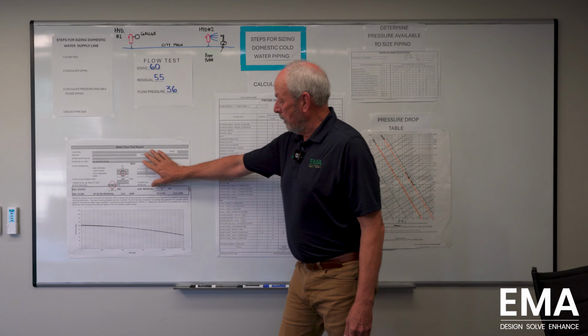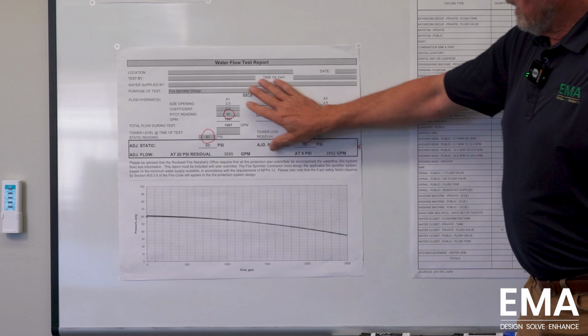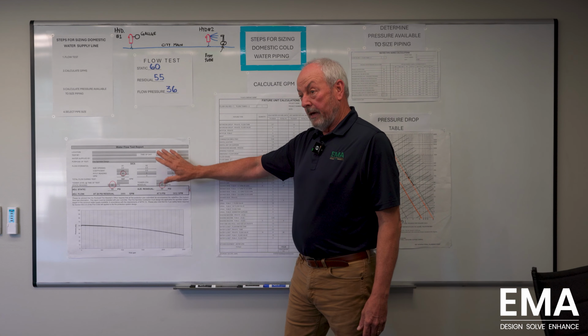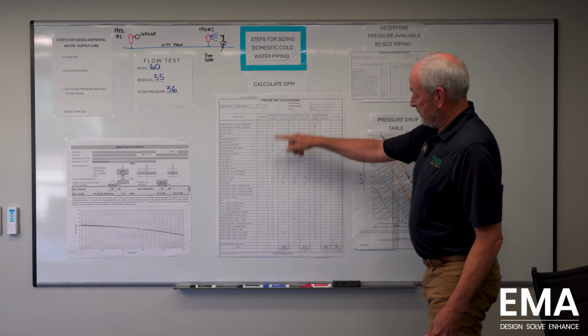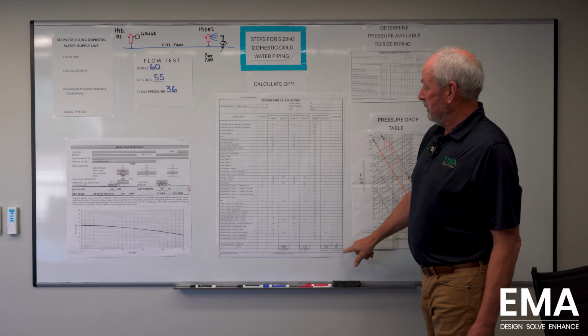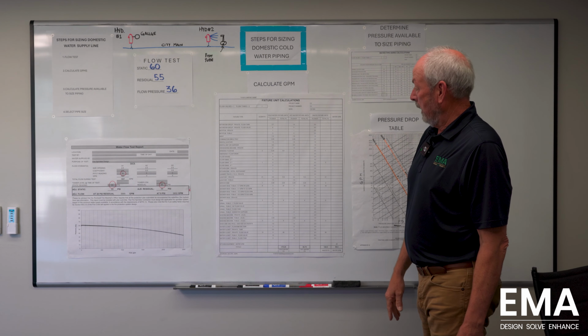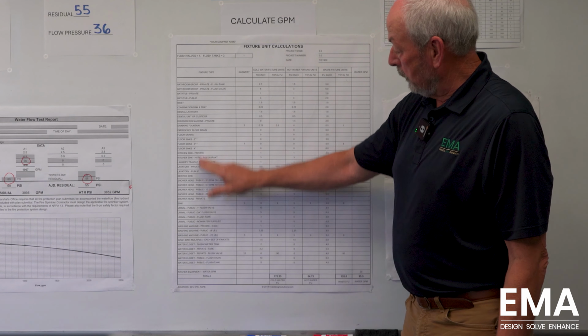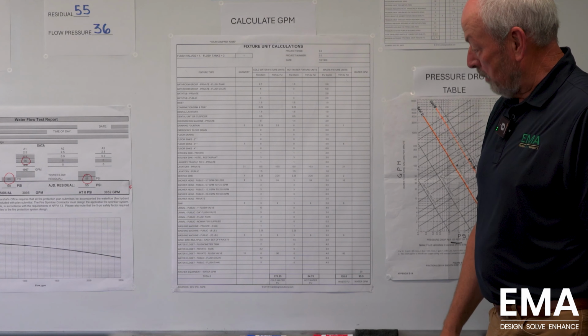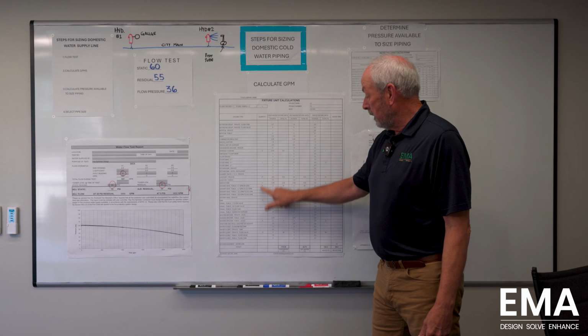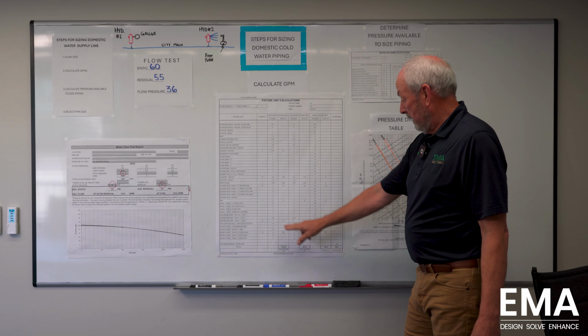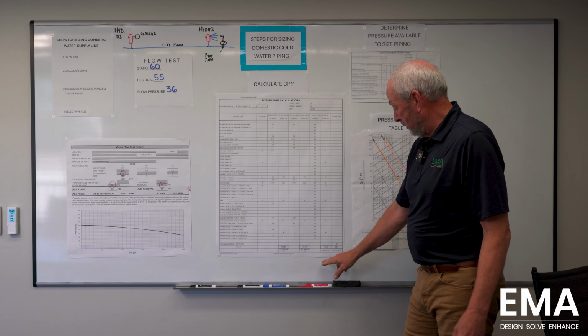This is the water flow test report. This is generally given to us by the person that performs the flow test. This is the calculator for the GPMs. It's an Excel program that, if you look real close, has all the various types of plumbing fixtures, and all we have to do, simple process, is include the quantities, and then it does the calculation for you.